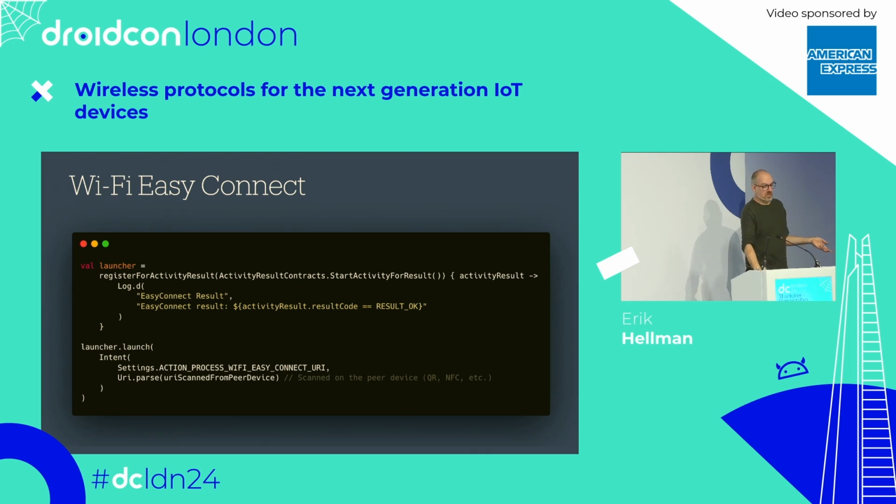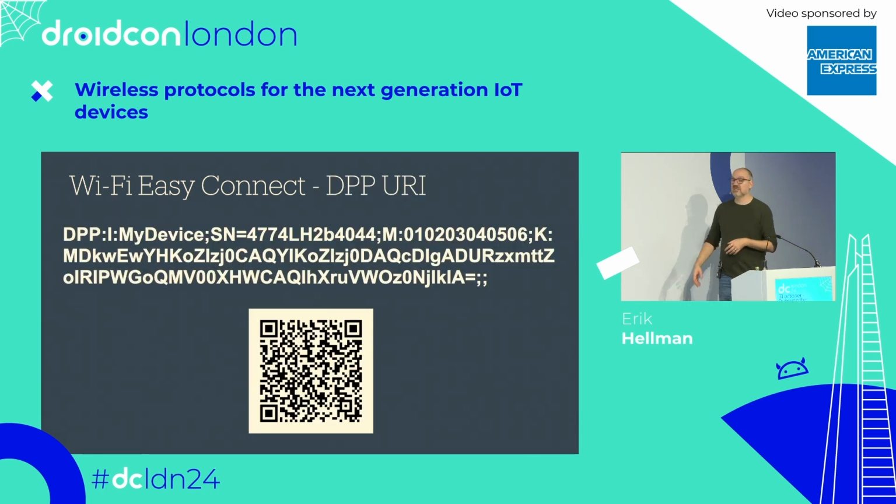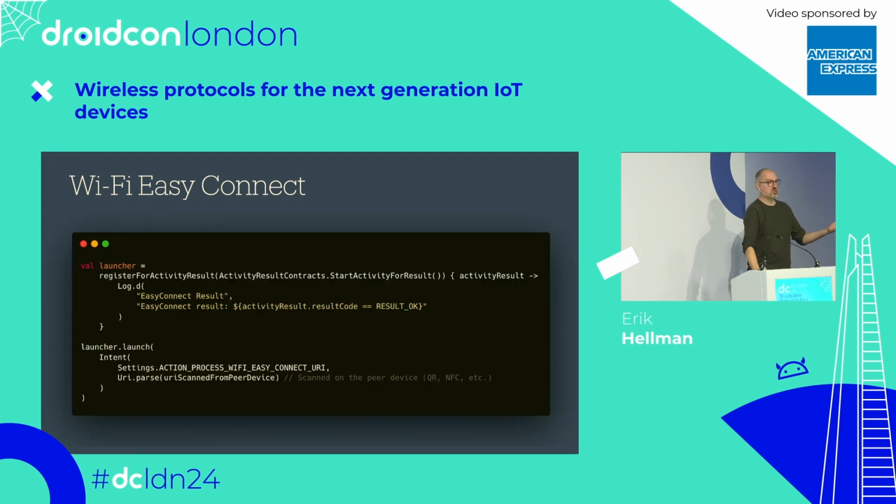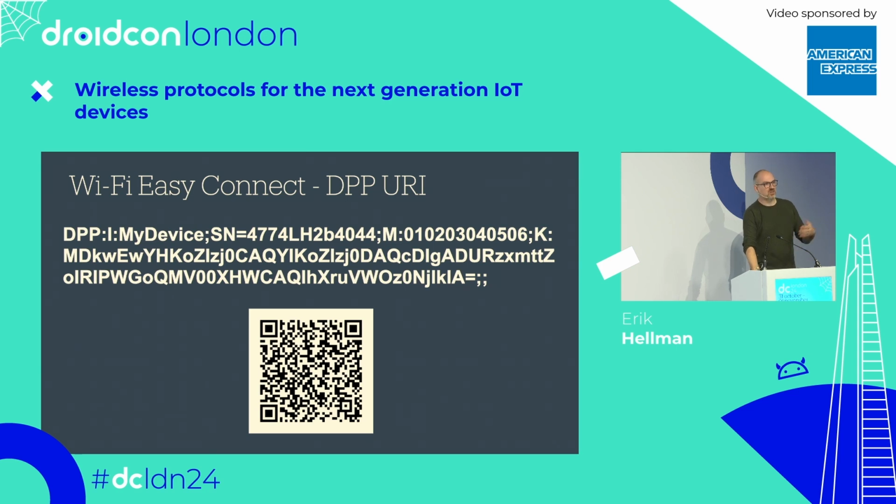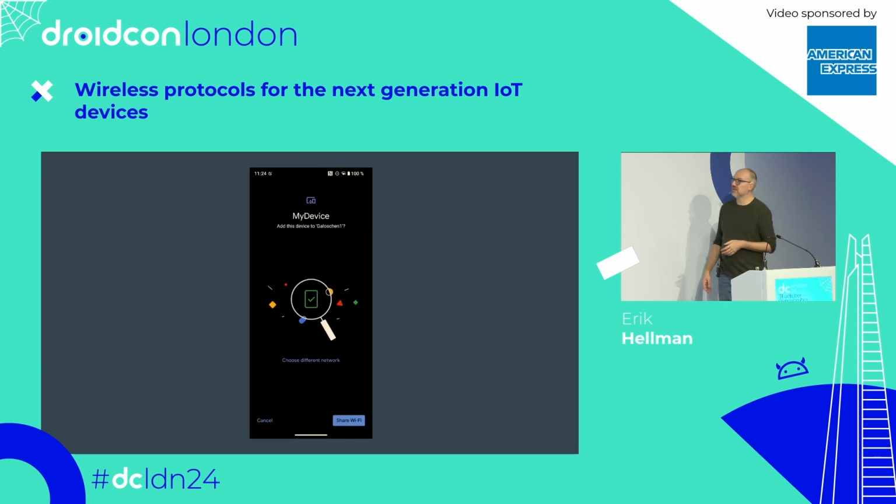What's a DPP URI? It looks like this. This is an example one I generated for a fake device. Basically, I call it my device. It has a serial number, and then it has a bunch of data in that string. You can just generate a QR code, scan the QR code with your app, get the URI, and pass it into the code here. And you're done. What happens then is that the system takes over, and you get this dialog that says, do you want to allow my device to connect to this Wi-Fi? You can choose a different Wi-Fi or whatever. The whole process is then handled by the operating system.